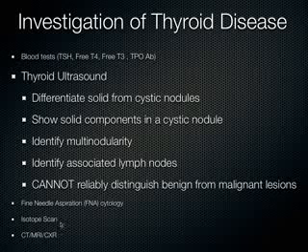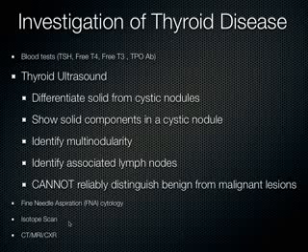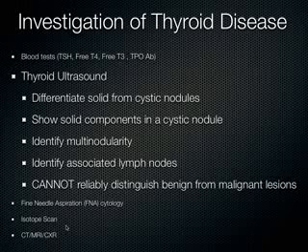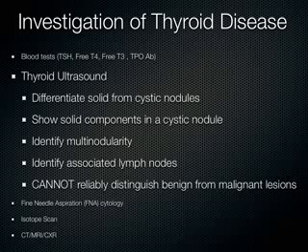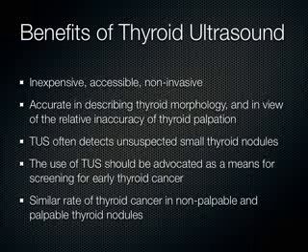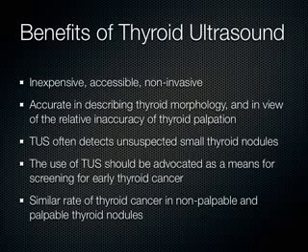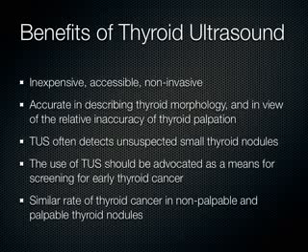Other studies that can be done are isotope scans to see how active a nodule might be, and then other imaging modalities such as CT, MRI, and a chest X-ray to look for any other abnormalities that could be associated with disease of the thyroid. So ultrasound is very inexpensive, accessible, and not invasive, and it's accurate in describing the morphology of the thyroid, especially in light of the inaccuracy of just palpating the thyroid.